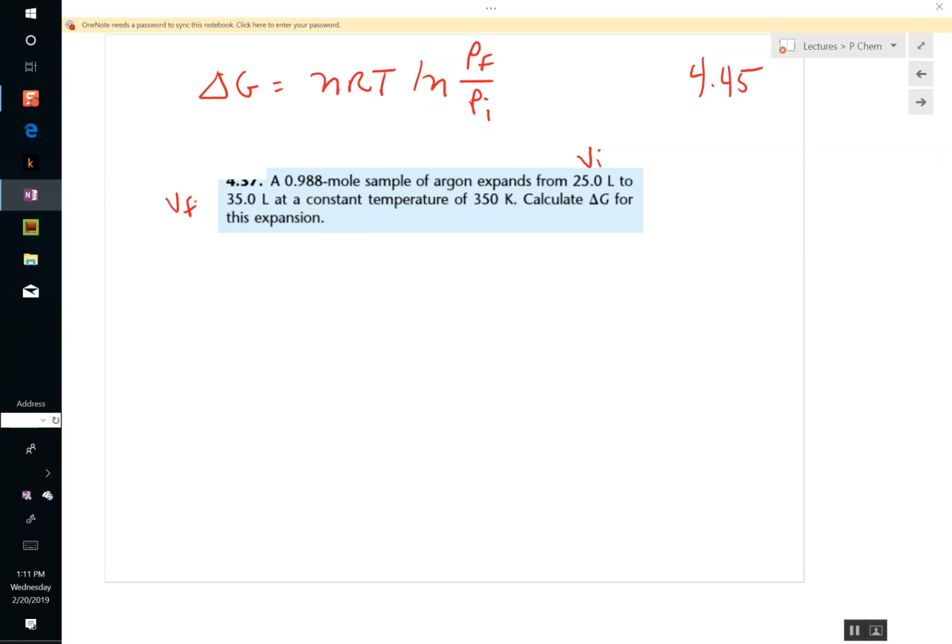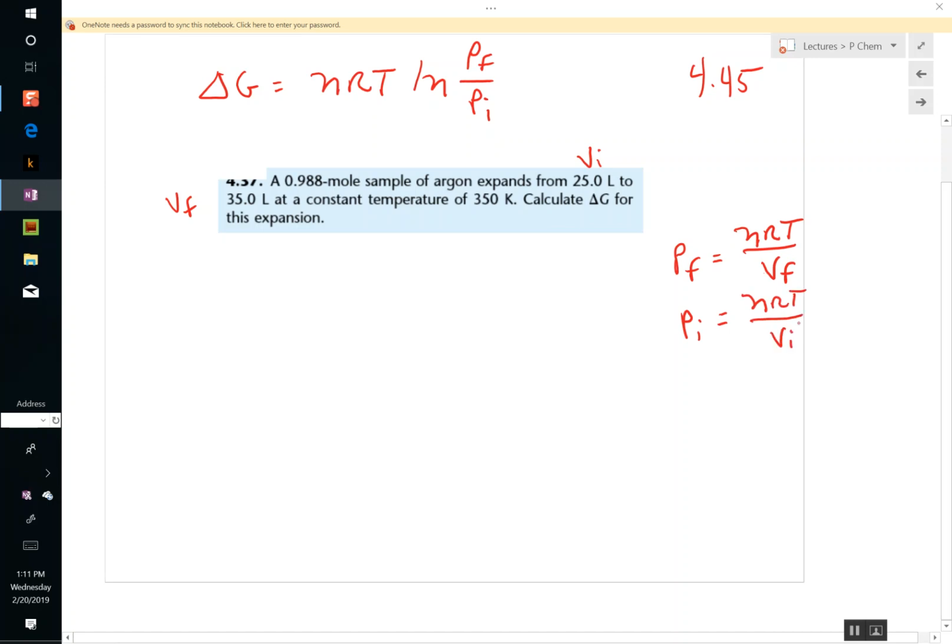All right, equation 445 doesn't say anything about volume, but PF equals what? Assume ideal behavior. nRT over VF. Right. And PI equals nRT over VI. Okay, take it from there. Calculate.